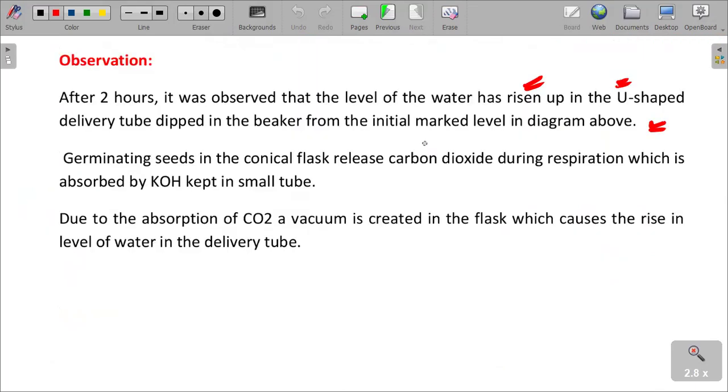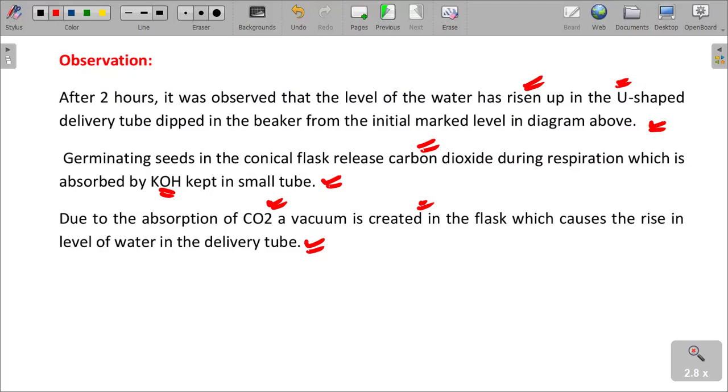So at the beginning it's lower, and then it rises to that level that is shown in the second reading. So germinating seeds in the conical flask release carbon dioxide during cellular respiration, which is absorbed by potassium hydroxide kept in the small tube there. And then due to absorption of carbon dioxide, a vacuum is created in the flask, which causes a rise in the what? Which causes the rise in level of water in the delivery tube.